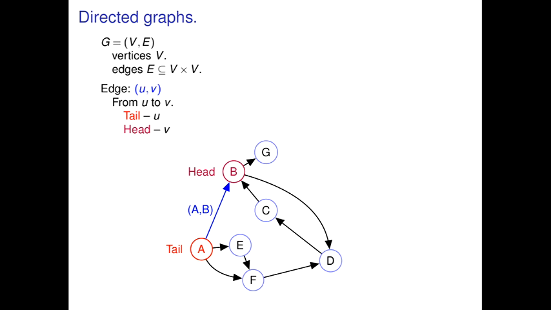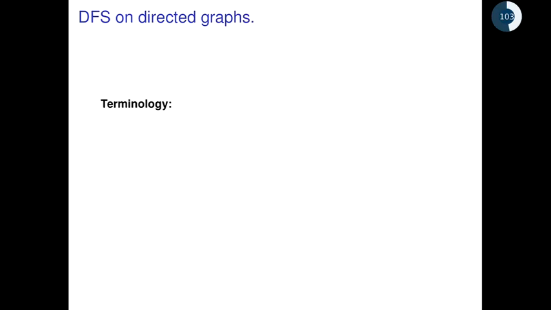So the vertices are A, B, C, D, E, F, G, and this edge is A, B, and it goes from A to B. And this is called the head, and this is called the tail. Just some terminology. So this is a directed graph. Okay? So the root is the starting point.